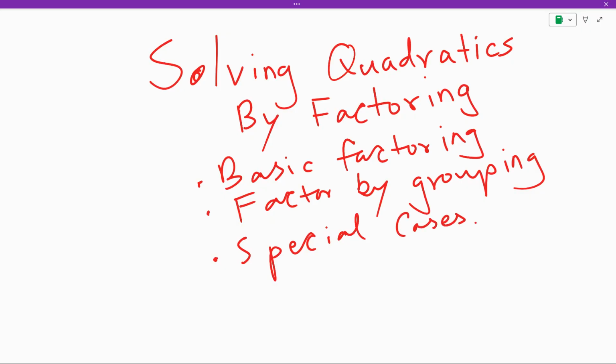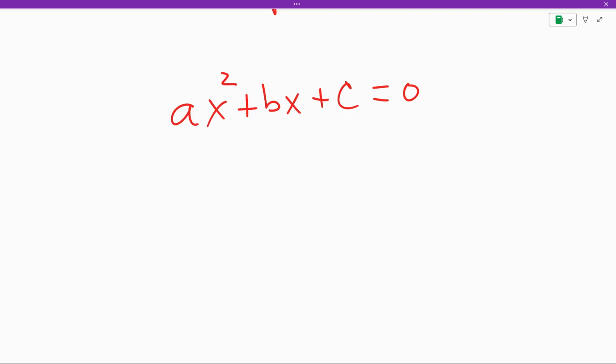Let's start off by talking about what exactly a quadratic equation is. A quadratic equation is any equation of the form ax squared plus bx plus c equals 0, where a, b, and c are constants, and the goal of factoring is to break this equation into simpler binomials, making it easier to solve.